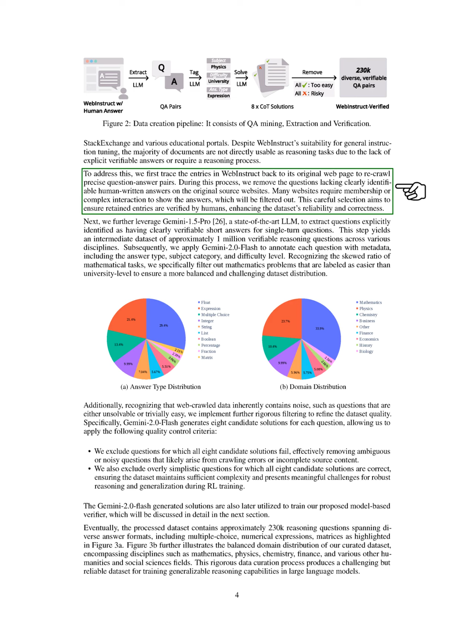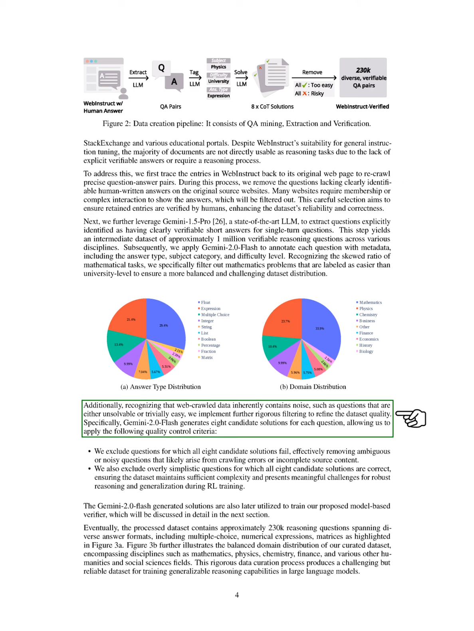Next, we utilize Gemini 1.5 Pro, a state-of-the-art LLM, to extract questions that have clear verifiable short answers. This results in an intermediate dataset of about 1 million verifiable reasoning questions across various fields. We then use Gemini 2.0 Flash to annotate each question with metadata, such as answer type, subject category, and difficulty level. To balance the dataset, we filter out math problems labeled as easier than university level.